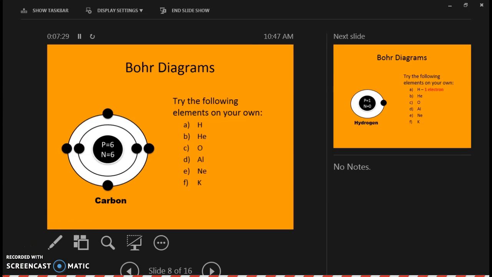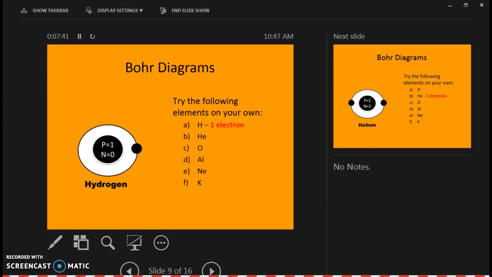All right, so at this point, you should have tried all of those elements on your own. Let's see where you're at. You could have also maybe wanted to get started and just want to check some of them. That's okay too. So hydrogen. Hydrogen is a very unique element. It only has 1 proton and 1 electron. So hydrogen in the first shell just has the 1 electron.